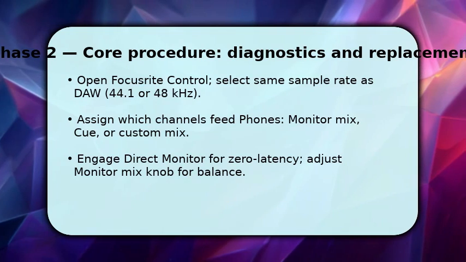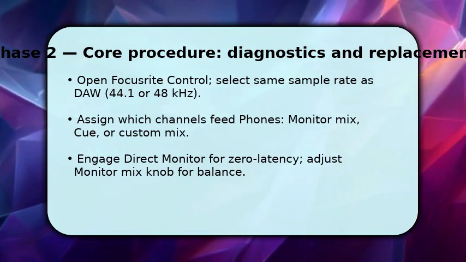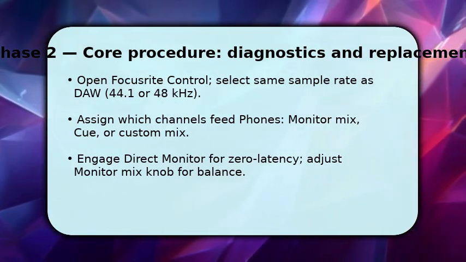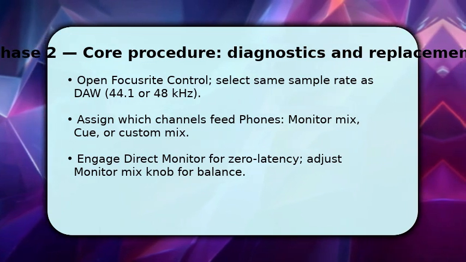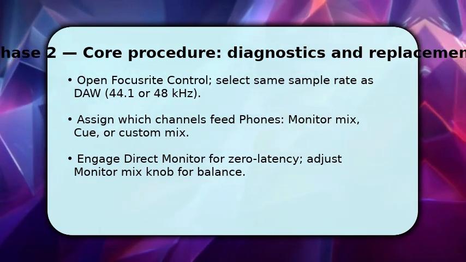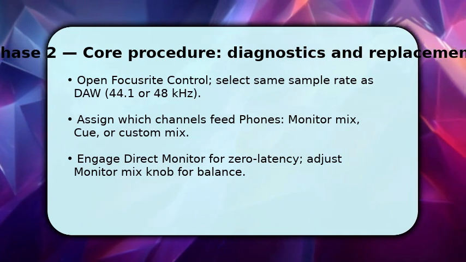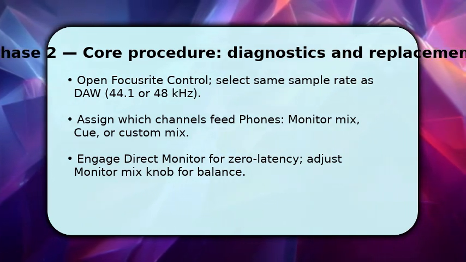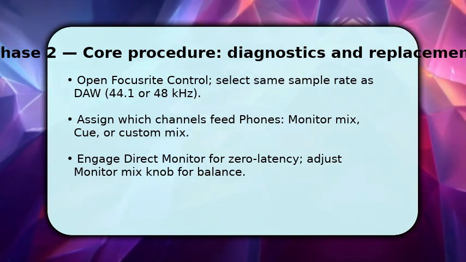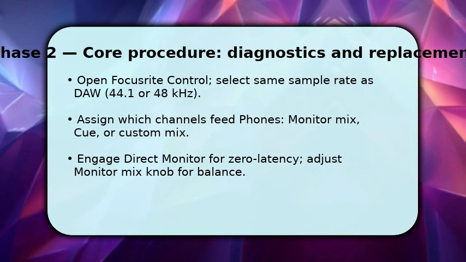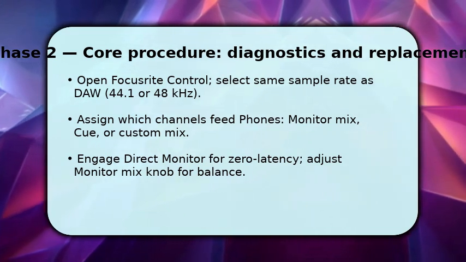You now configure routing inside Focusrite Control and your DAW. First, match sample rates across devices to avoid clicks. Then route the outputs feeding the phone's channel. Choose monitor mix for full playback or a Q mix for isolated stems. If you need zero latency monitoring, enable direct monitor and blend input versus playback with the monitor mix control.